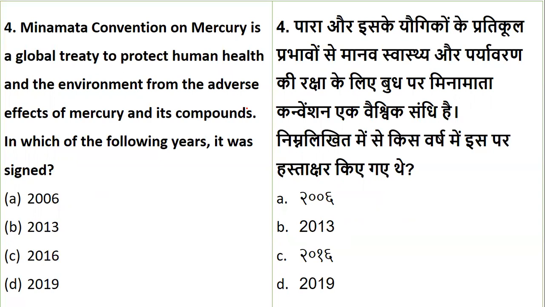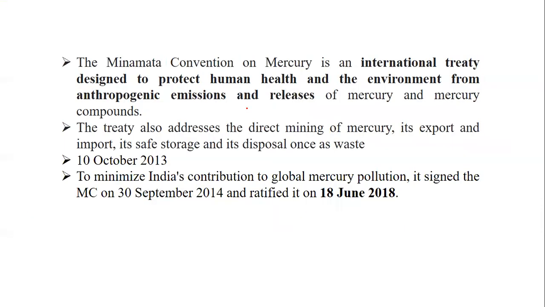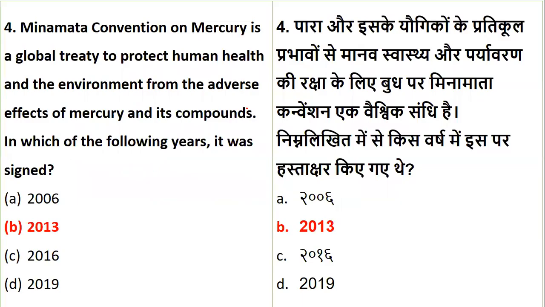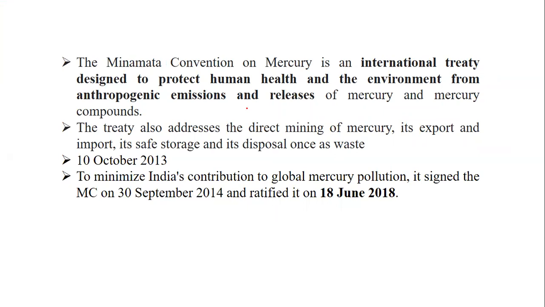So which of the following is first signed? That is, it was signed in 2006, 13, 16, or 19. The Minamata Convention on Mercury, a global treaty to protect human health and the environment, was signed in one of the following years: 2006, 13, 16, or 19. So yes, the one which was signed was in the year 2013. Let's understand what the Minamata Convention is.